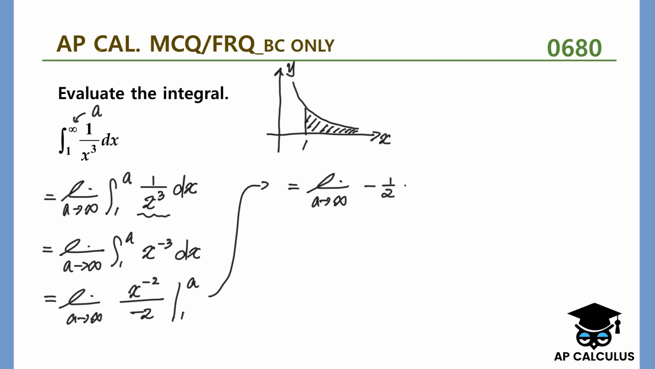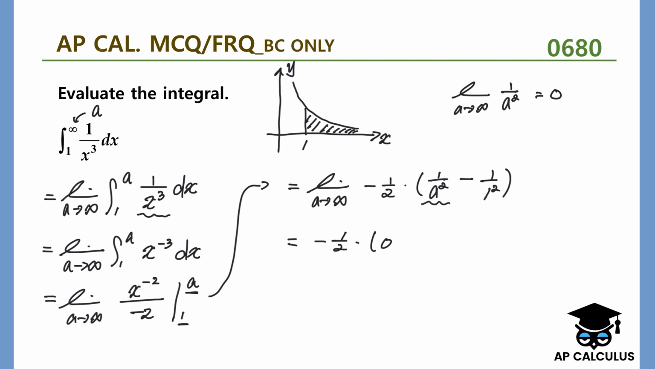If we substitute a for x, that's going to be 1 over a squared, minus, for x equals 1, 1 over 1 squared. So that is equal to negative 1 over 2 times the limit of this expression as a approaches infinity. The limit as a approaches infinity of 1 over a squared is 0, right? 1 over infinity. So that's 0 minus 1. So that's going to be negative 1/2 times negative 1, positive 1/2.